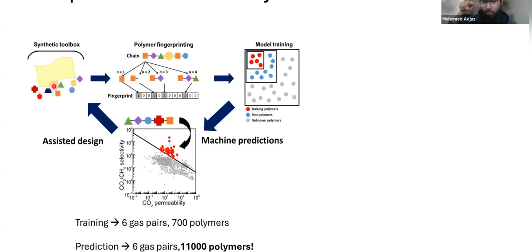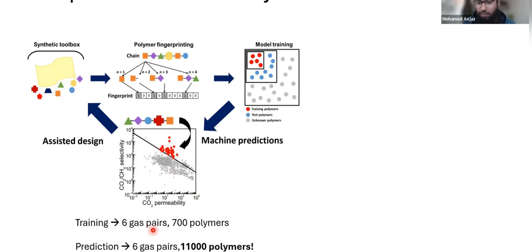So it's a closed loop. Do you guys get it? You start with the data of already synthesized polymers, you fragment it, you train your model in a computer, and the computer throws out some possible structures that can have better gas properties, and then you again synthesize based on the predictions.